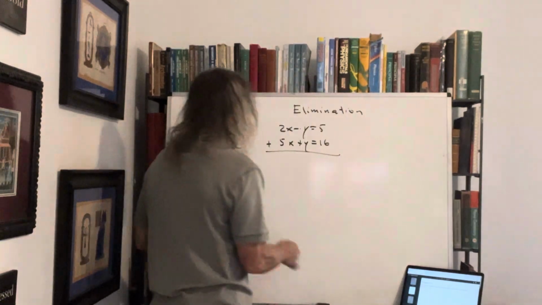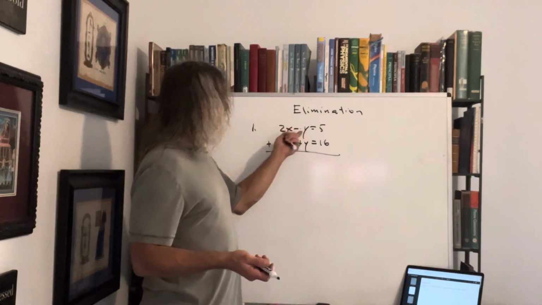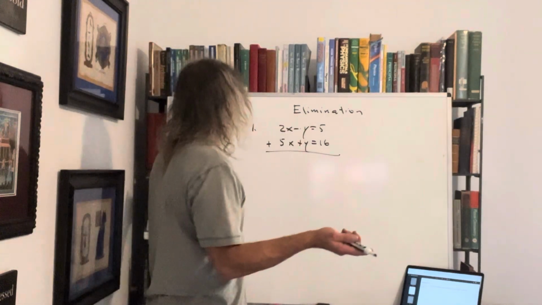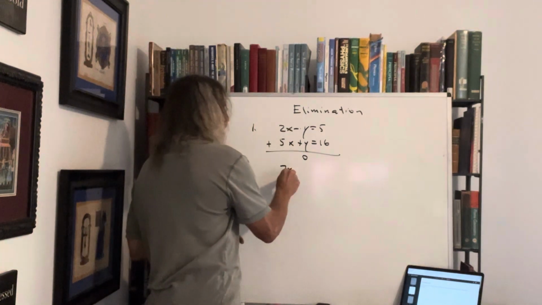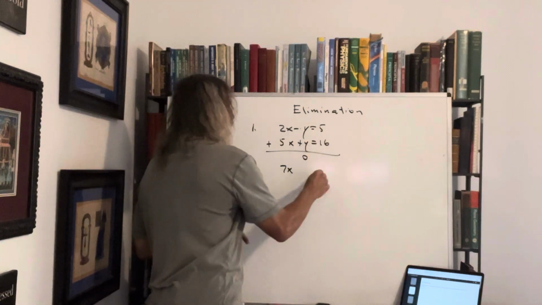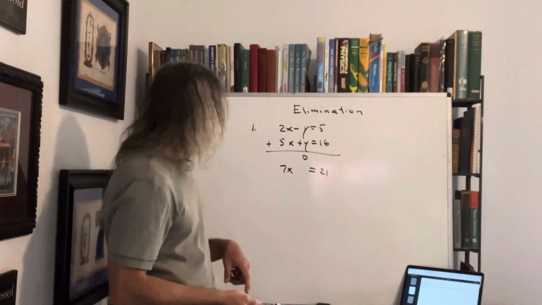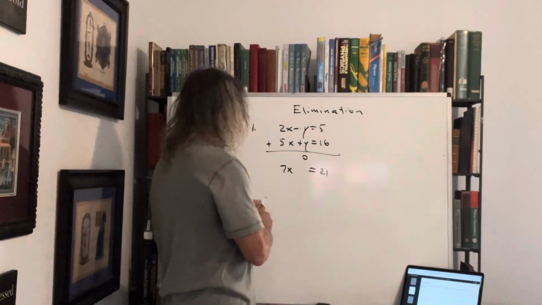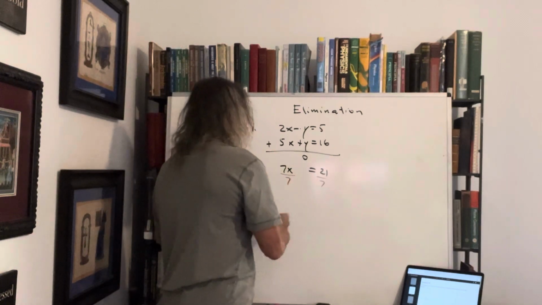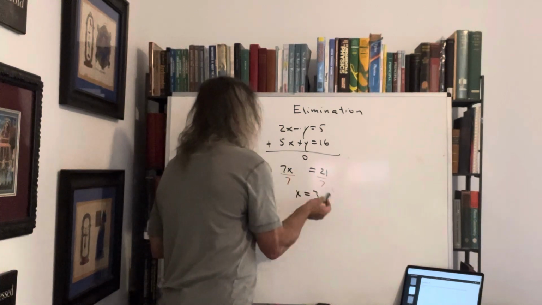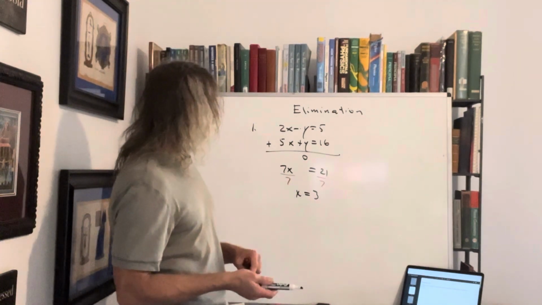So if we add these together, these cancel out. A number and its opposite is 0. So that'd be 0. 2 and 5 is 7, 7x. 5 and 16 is 21. We add down like in columns. 7x is 21. Divide. x is 3. And then we plug that back in to figure out what our other letter is.